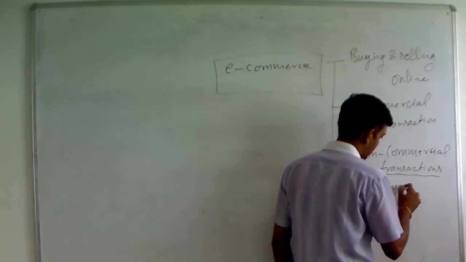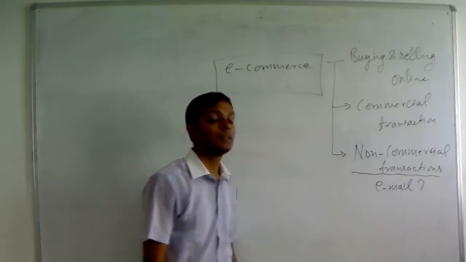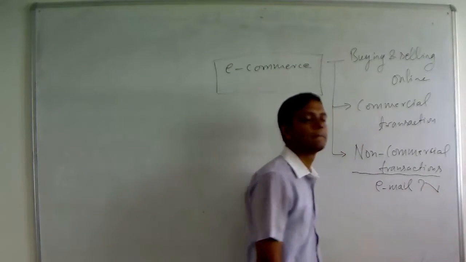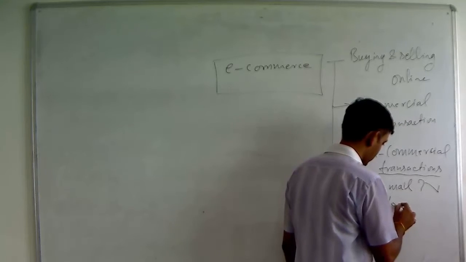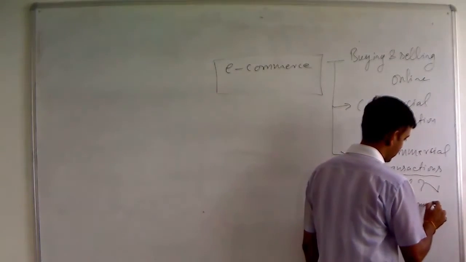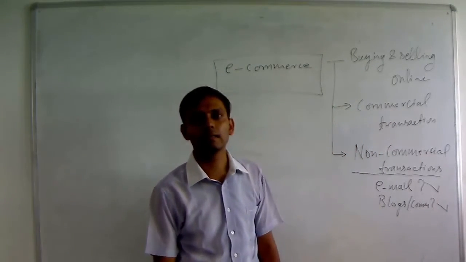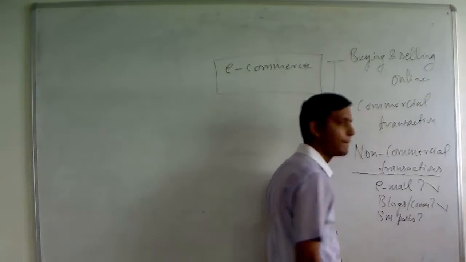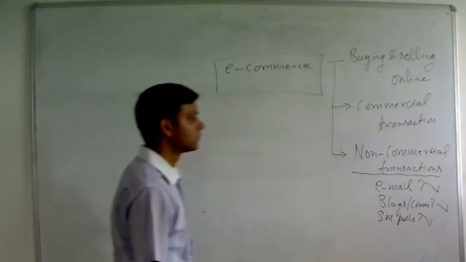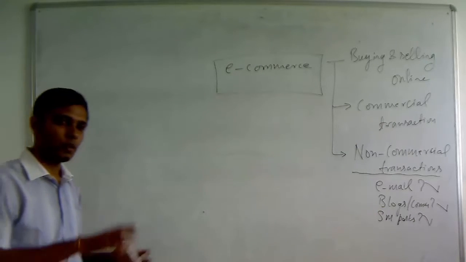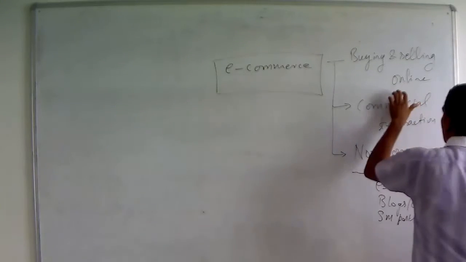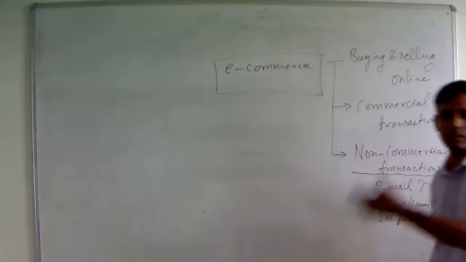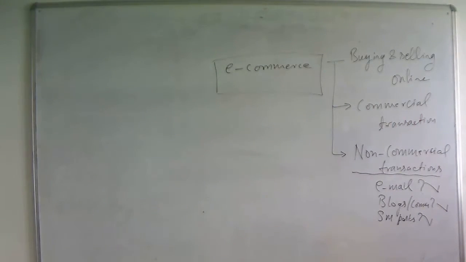So if I say that my email conversation comes under e-commerce, yes. My blogs, my community messages, yes. My social media posts, yes. So the broader definition says that e-commerce includes buying and selling online, and commercial transactions and non-commercial transactions both, which can include all your messages and chat and all the things between peers, organizations, government and all the things.